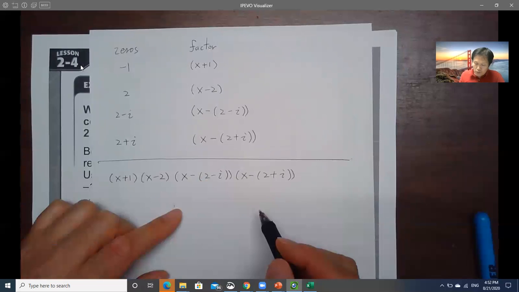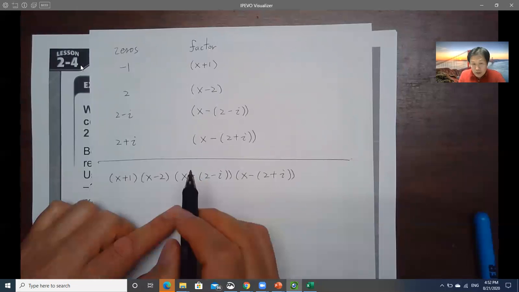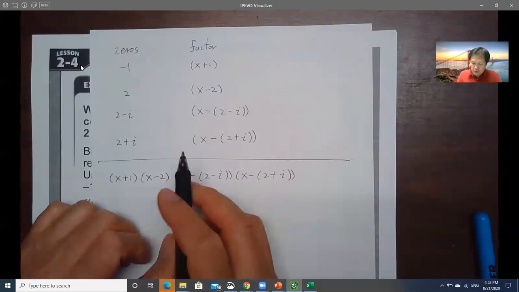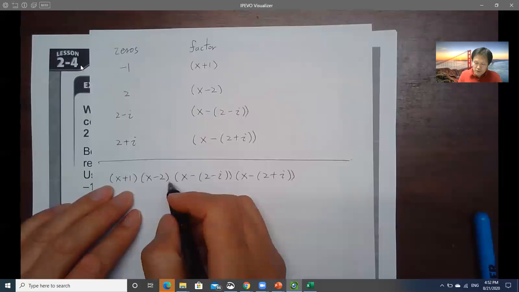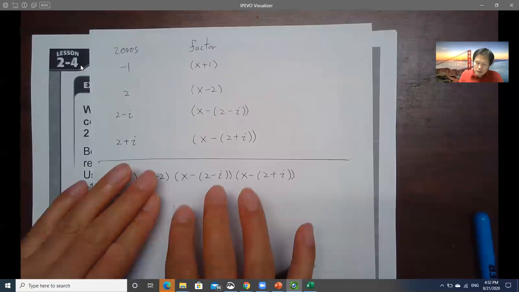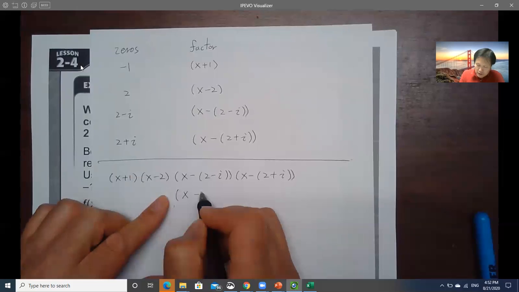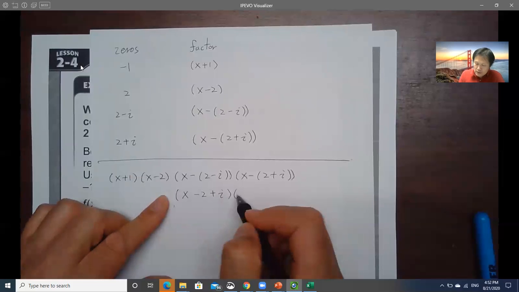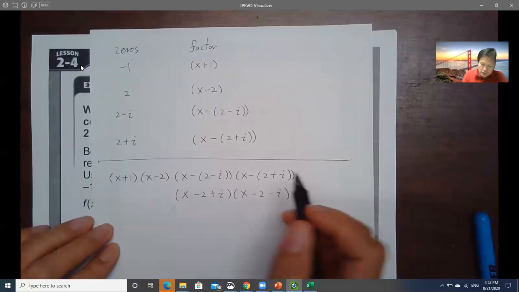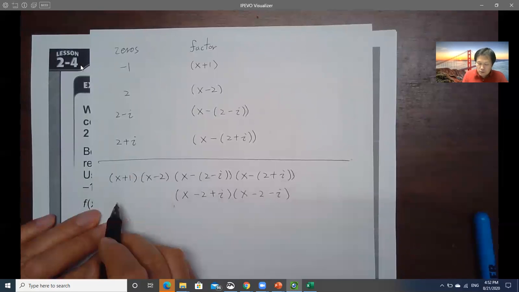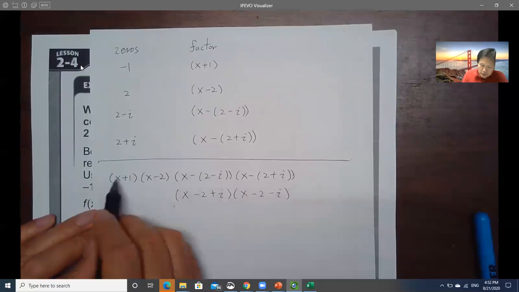One thing you can do: I'm trying to distribute these, so let me work on that part. You can get rid of the inner parentheses by distributing the -1. So it becomes x minus 2 plus i, times x distribute -1, minus 2 minus i. You can keep this one for now; we will deal with that later.